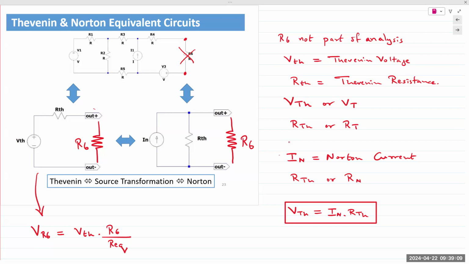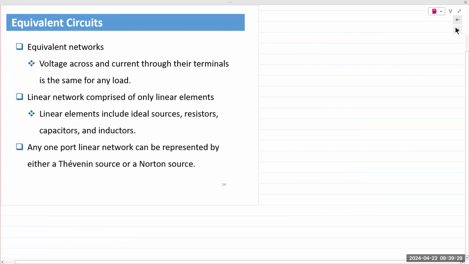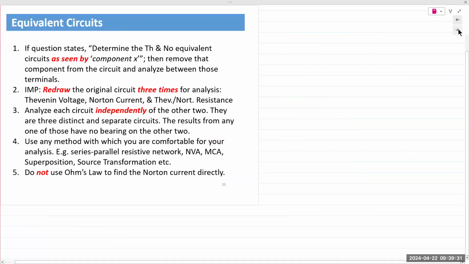Now, keep in mind, this is not a new analysis technique. All you're doing is applying the techniques you learned to a larger concept. So you're not learning a new analysis technique. That's the absolutely first thing you should always keep in mind. What you're going to do is find the three quantities by applying the techniques that we've already learned. You have to find the Thevenin voltage, the Norton current, and the Thevenin resistance. All three of them are to be determined independently of each other, so you have to perform three separate analyses to find those three quantities.